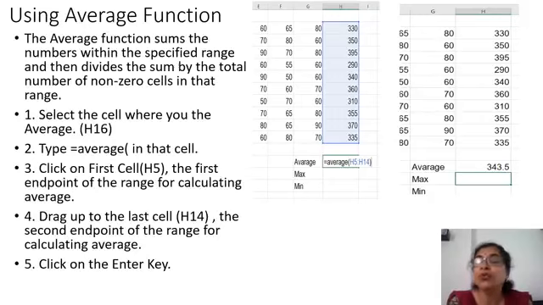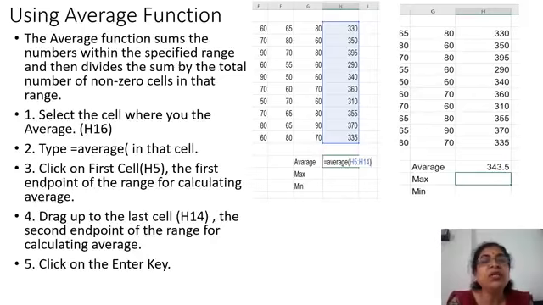Now here we will see how to use the average function. The average function sums the numbers within the specified range and then divides the sum by the total number of non-zero cells in that range. What does it mean? Here 330 is in the total column, and we have, suppose, 5 subjects' marks, so this 330 will get divided by 5 if we want the average. But here we want the average of how many marks the students scored. So we are taking the total of 330, 350, 395, 290, the total of this whole total column, and it will get divided by the number of students, 10.